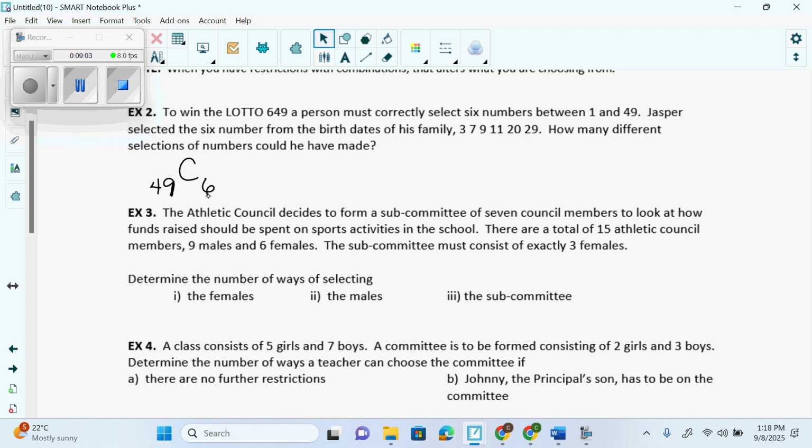I think it's 13 million something. Yeah, almost 14 million. So a lot of people say, I'm going to win the lottery. Well, you have a 1 in 13 million, almost 14 million chance of winning it. It's actually worse than that. Because some people say, well, what if 13,983,816 people bought tickets? Someone would have to win.